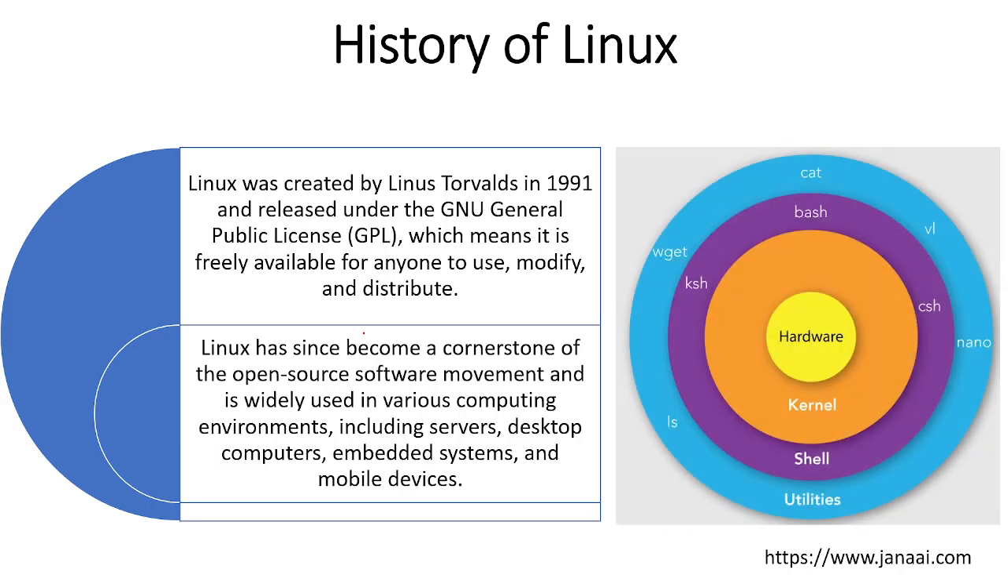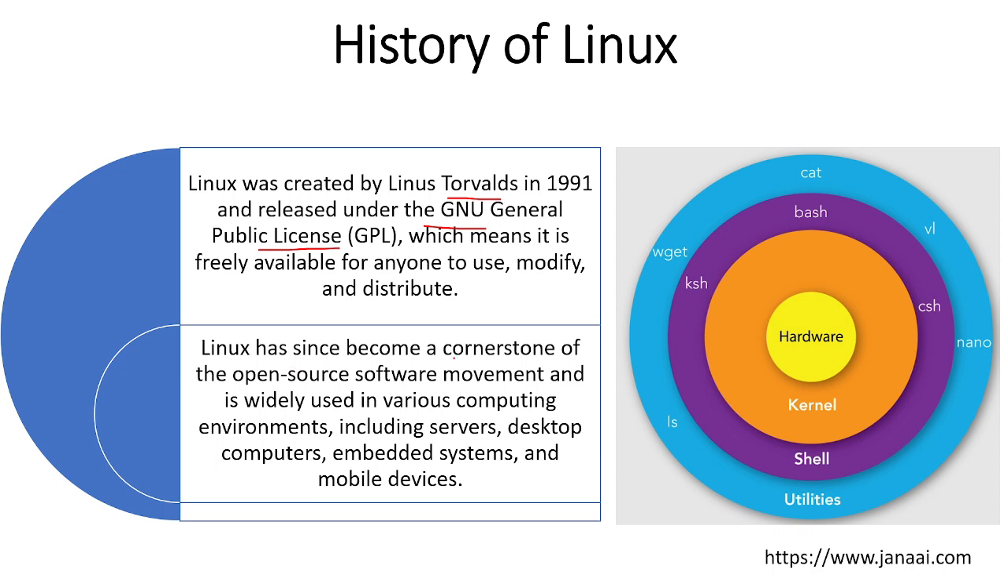So let's talk about the history of Linux. Linux was created by Linus Torvalds in 1991. This kernel was created by Linus Torvalds, an American computer scientist, in 1991, and released under the General Public License, which means it is freely available to anyone on the internet, and anyone can use this source code, make their modifications, and distribute their own OS.